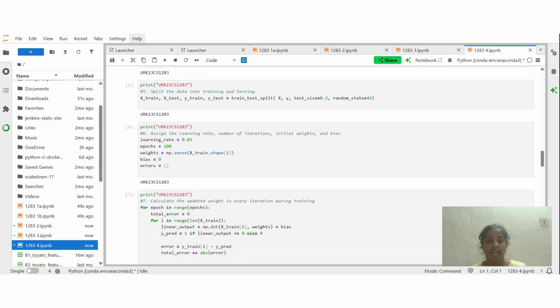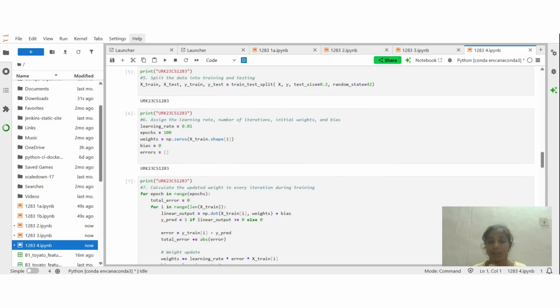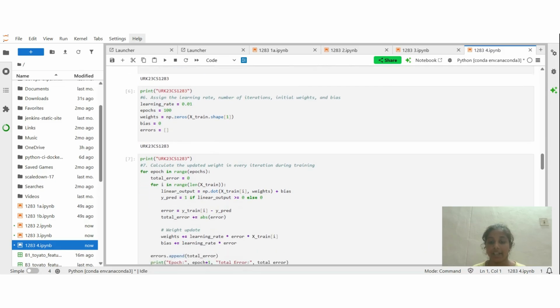And the next one is assigning the learning rate, number of iterations, and initial weights. The learning rate means the step size used to update the weights. Too large means unstable, too small means slow learning. The number of iterations is the number of times the model will go through the training set. And the initial weights are usually small random numbers or zeros. The bias means shifting the decision boundary.